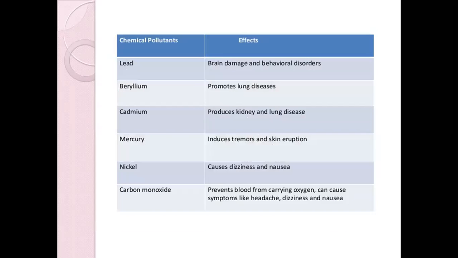So these are some of the chemical pollutants and their effects. Lead usually causes brain damage and behavioral disorders. Beryllium causes lung disease. Cadmium produces various forms of kidney and lung diseases. Mercury induces tremors and various forms of skin eruption. Then nickel causes dizziness and nausea.